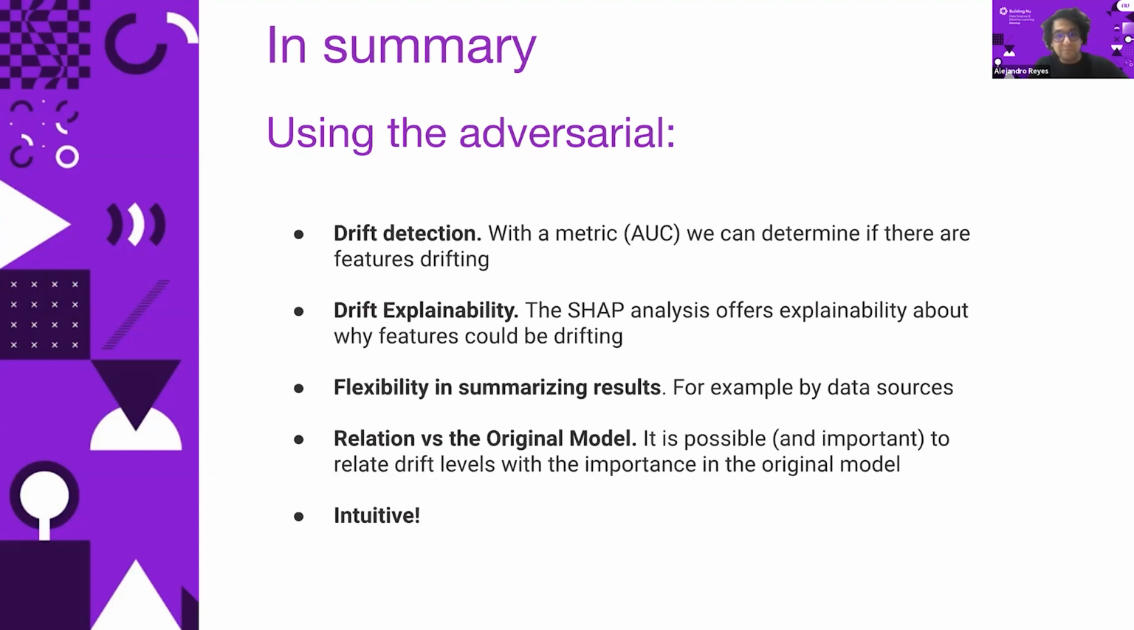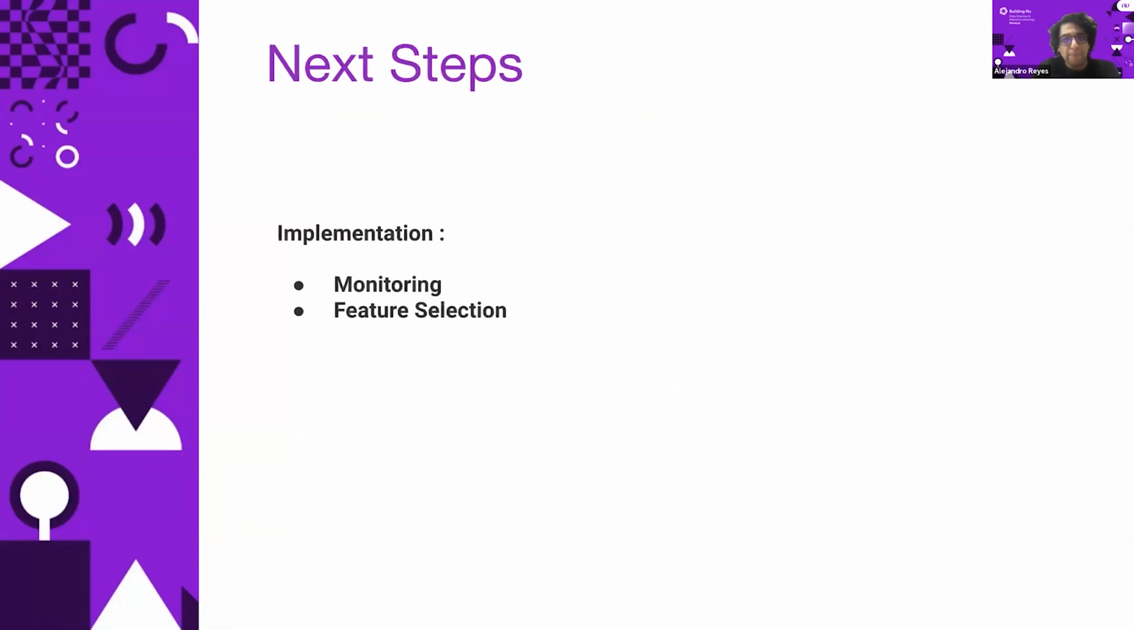The next one is the relation of the adversarial versus the original model. And here is great because we can directly analyze how important are the features drifting to the original model, right? And here, as we said, we can create an iterative methodology to remove feature drift, but maintain our performance in the model. And finally, this is intuitive and also fun. Funny. The next one, please.